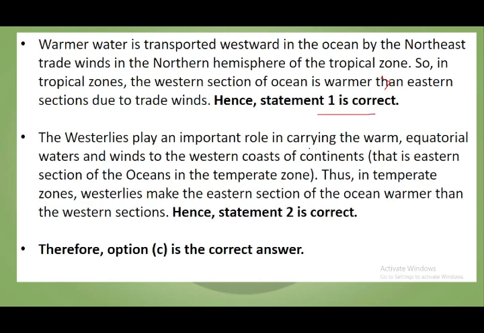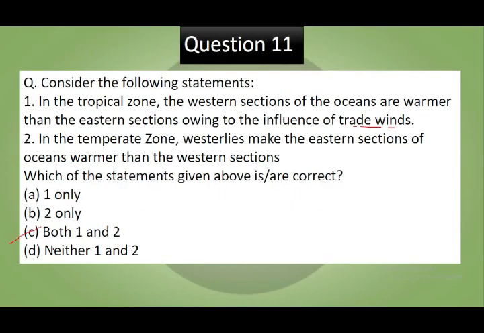The westerlies play an important role in carrying the warm equatorial waters and winds to the western coast of the continent, that is, the eastern section of the oceans in the temperate zone. Thus, in temperate zones, westerlies make the eastern sections of the ocean warmer than the western section. Therefore, the second statement was also correct. Therefore, your answer is C, both 1 and 2 are correct.